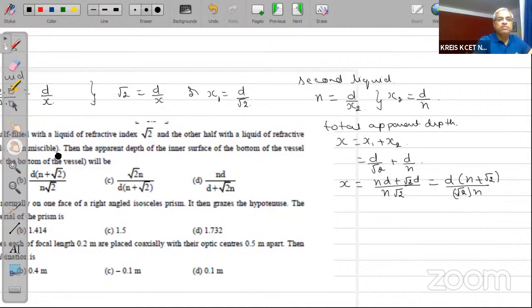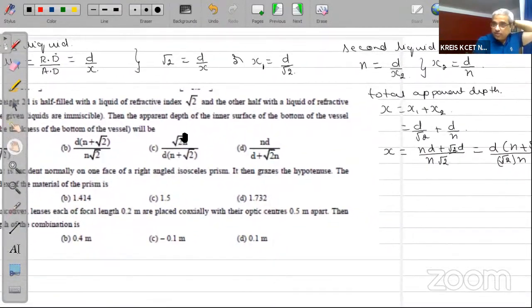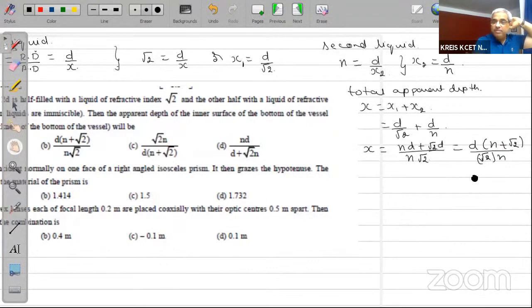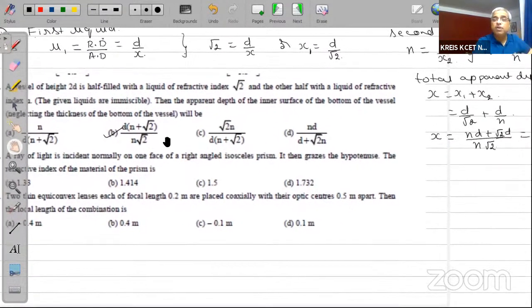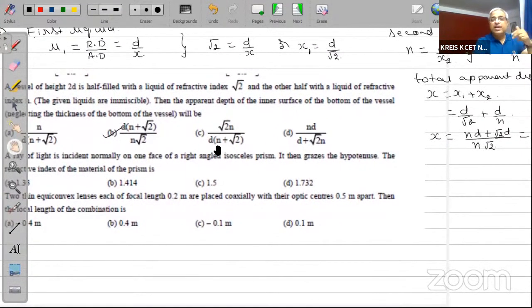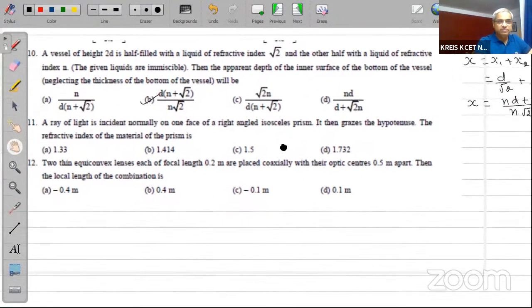See which relation is given here now. I think B is the right option: d into n plus root 2 divided by root 2 into n. So B is the right option for this problem. A nice problem. When there are two liquids, how can we find the apparent depth? You just have to add the apparent depths. Okay.